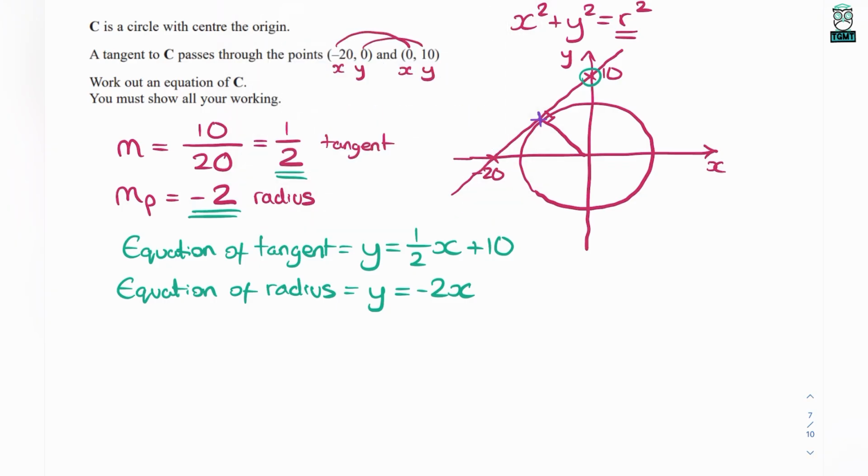So for that intersection point, which we've already got a little cross on there, we need to just set these equations equal to one another. So if we do that, we're going to take this part of the equation as they're both y equals, and this part of the equation here. So we have 1/2 x plus 10 is equal to -2x. And it doesn't really matter how you rearrange this. You could move the x's to the left or to the right. If I do move the x's to the left, I'll also have to move the 10, so I may as well minus a half x from both sides.